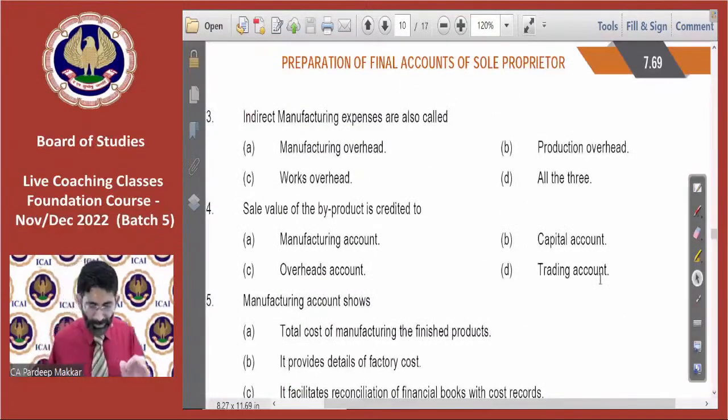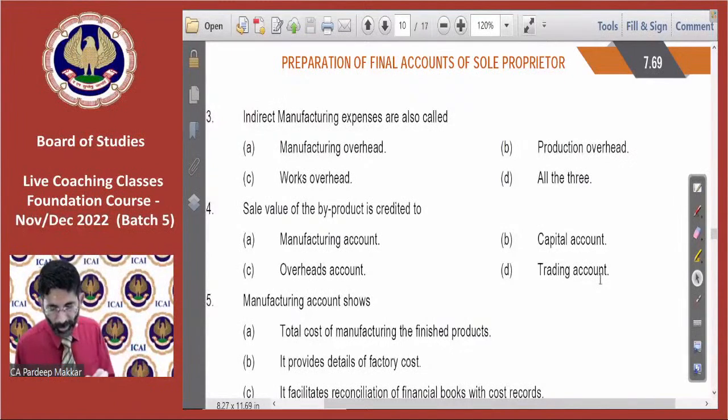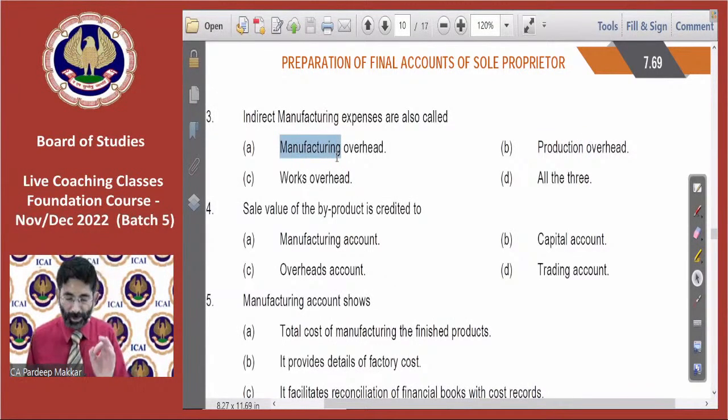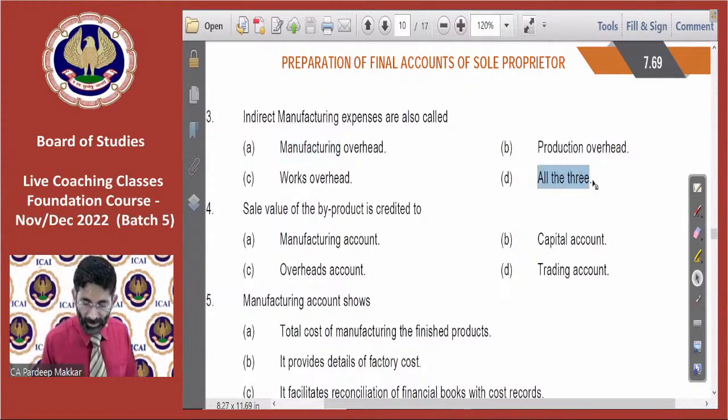MCQ number 3, indirect manufacturing expenses are also called manufacturing overheads or production overheads or works overhead, one and the same thing. So the answer is all the three, because manufacturing, production and works are the same. Works means factory, production means expenses incurred in factory, manufacturing means expenses incurred for manufacturing in factory. So all have the same meaning. The answer is all the three, beta.